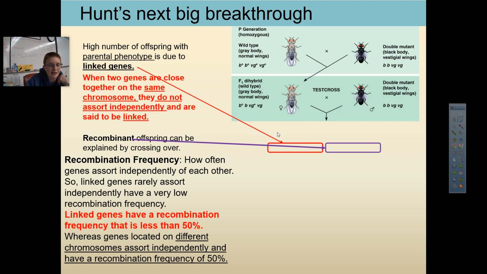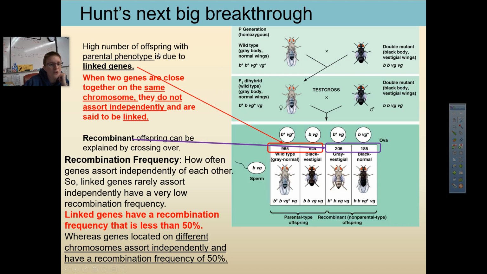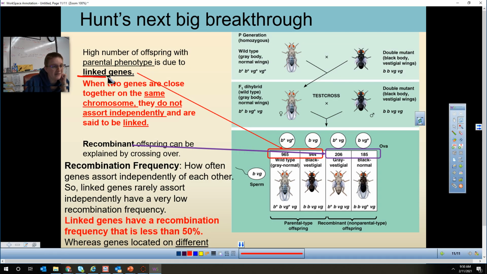So he was figuring out that a high number of his offspring were normal. They had the parental phenotype due to the linked genes, due to the fact that they are on the same chromosome, so they do not assort independently. That means they're linked together, right? So mom's phenotype was red eyes, gray body. Dad's phenotype was red eyes.